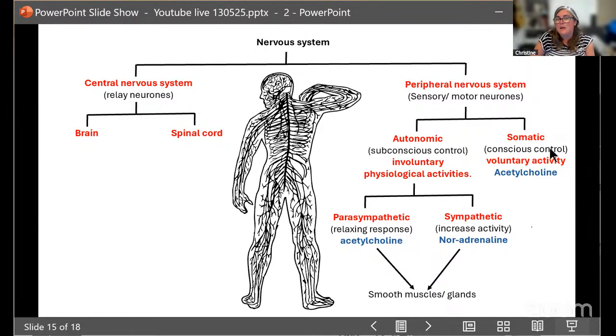The somatic nervous system is under conscious control, voluntary activity. So me doing like this all the time, that is voluntary activity. So that is using conscious control, but it's releasing acetylcholine, and that's obviously going to be affecting my skeletal muscles.